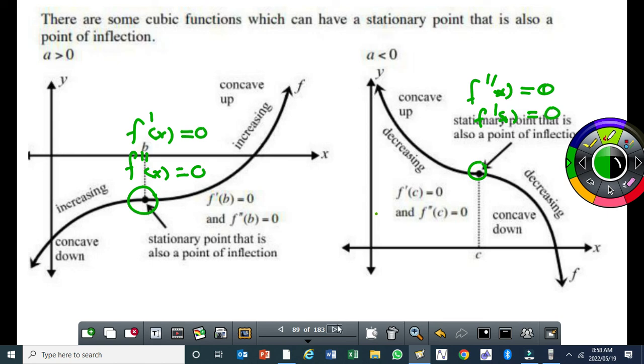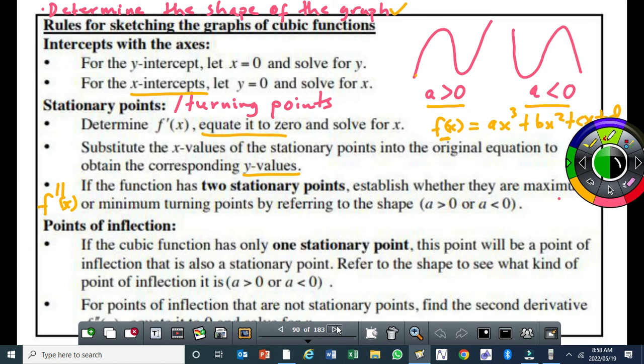I think I'm almost done now. All I want you to do, when you go home today, is read the procedure for sketching the cubic graph. I'm going to give you one cubic function. Try and sketch it. You must follow this procedure here. I will talk about it in more detail tomorrow.